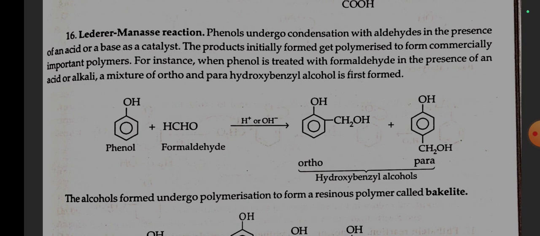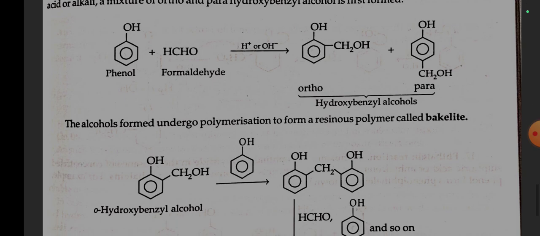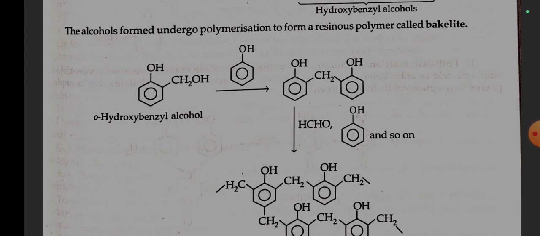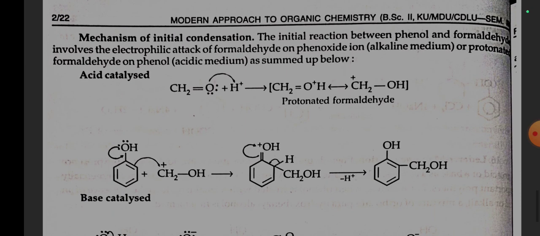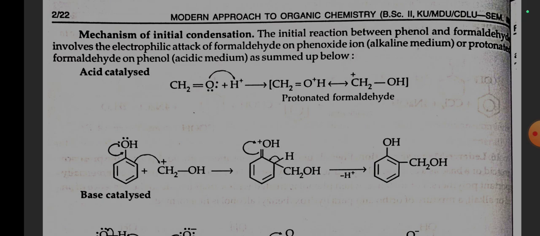16. Lederer-Manasse reaction. Phenols undergo condensation with aldehydes in the presence of an acid or base as a catalyst. The product initially formed gets polymerized to form commercially important polymers. For instance, when phenol is treated with formaldehyde in the presence of an acid or alkali, a mixture of ortho and para hydroxybenzyl alcohol is first formed. The alcohols formed undergo polymerization to form a resinous polymer called bakelite. Mechanism of initial condensation. The initial reaction between phenol and formaldehyde involves the electrophilic attack of formaldehyde on the phenoxide ion or protonated formaldehyde on phenol, as summed up below.